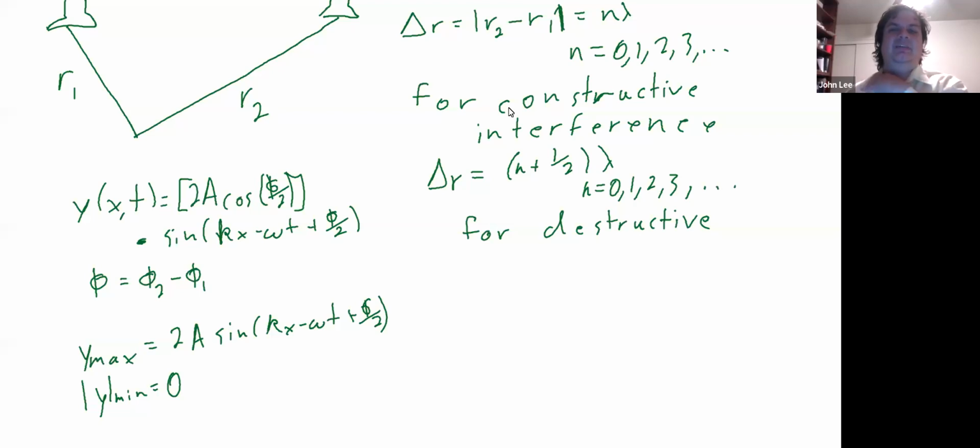So these are your conditions for destructive and constructive interference. Hopefully you'll be able to see why this is the case. If not, then this is not going to be on the test, but is an interesting problem. So come up to me if you have any questions about it.